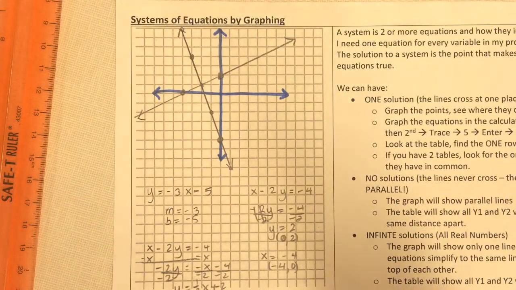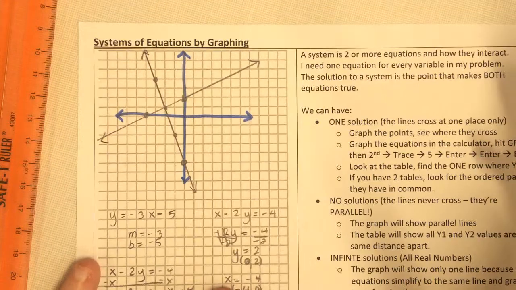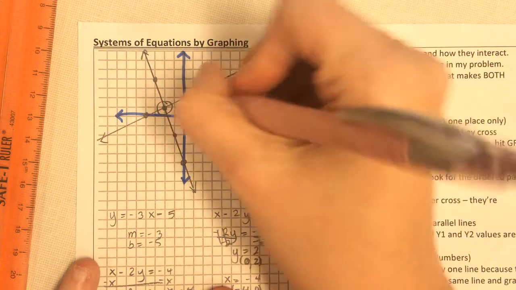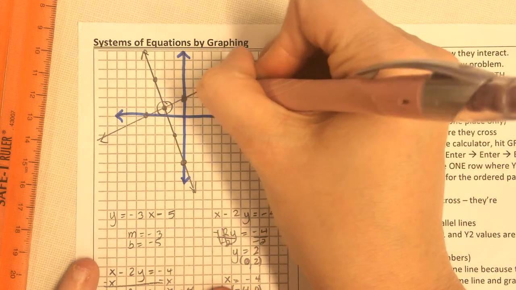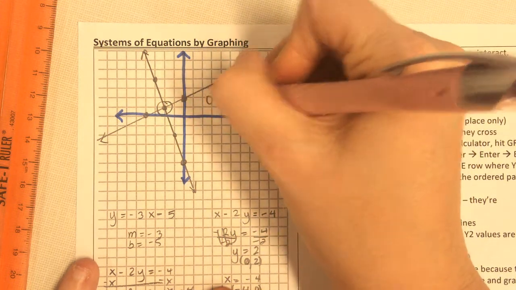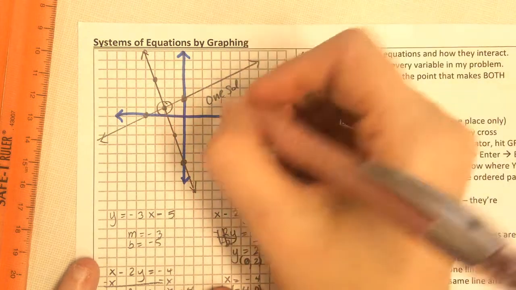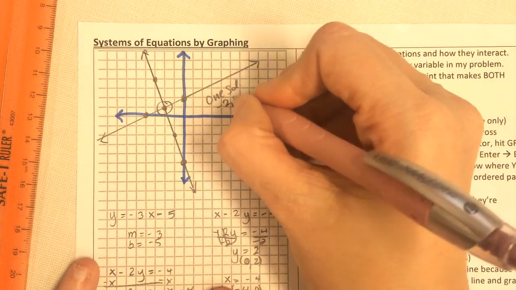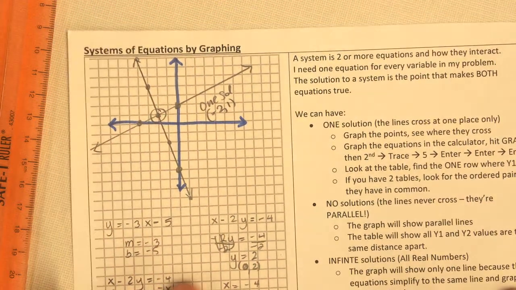Okay. Now, when I look for a system, I'm looking for how these two lines interact. Well, I can see right here that they cross, so they have one solution, and because they cross in one place, that one solution is at (-2, 1). So they have one solution at (-2, 1).